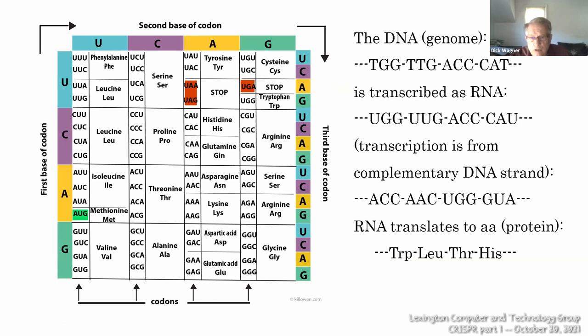And then once we get to that point, we say, okay, how is the RNA translated? The RNA, which was UGG here, what is that? Tryptophan. If you go to UUG, it's leucine, ACC, threonine, CAU, histidine. So that's how the translation occurs. All right, so this is the basis and the background for basic biology.